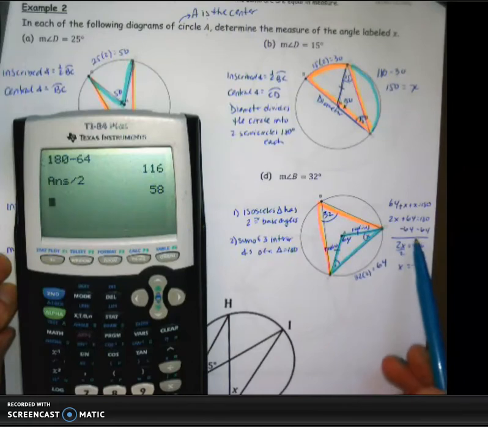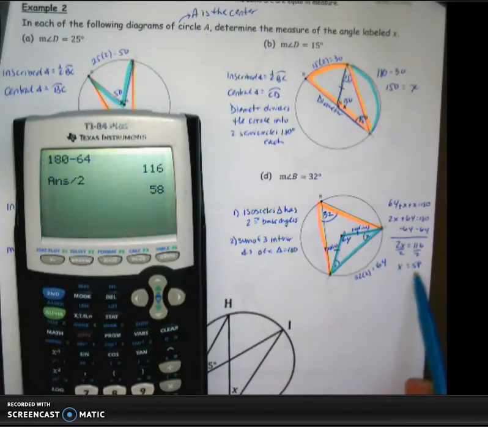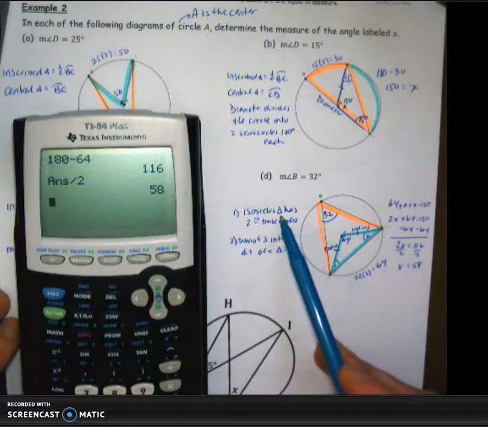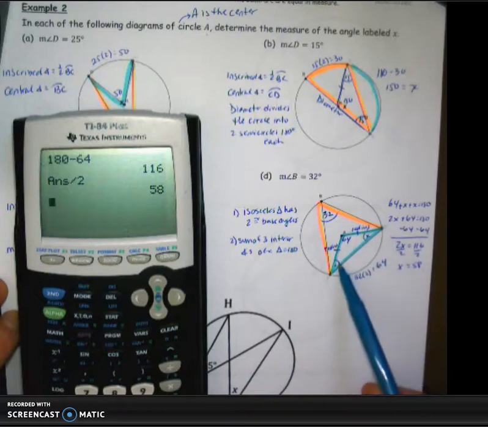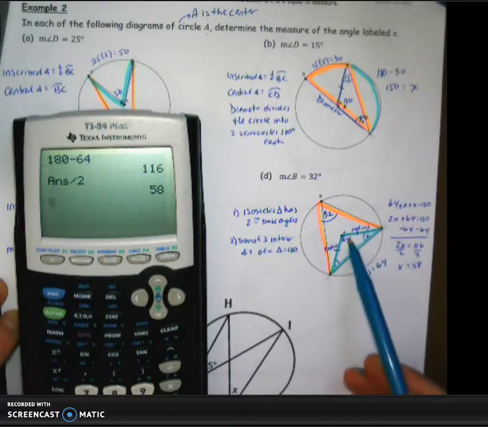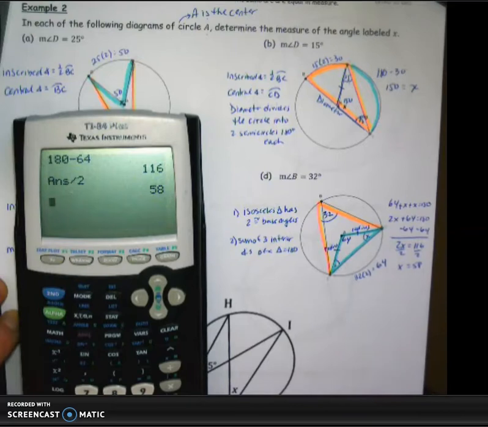All right, so I did 180 minus 64 is 116, divided that by 2, and I got my answer to be 58. And then I wrote down isosceles triangle has two congruent base angles, which are located across from the congruent sides, and the sum of the three angles of any triangle add up to 180 degrees.